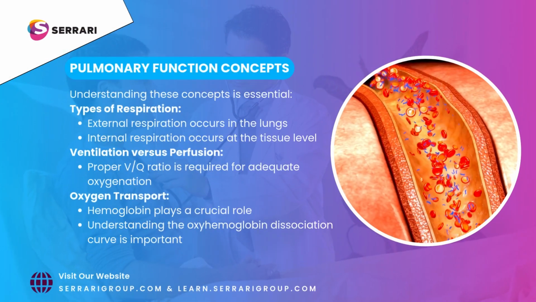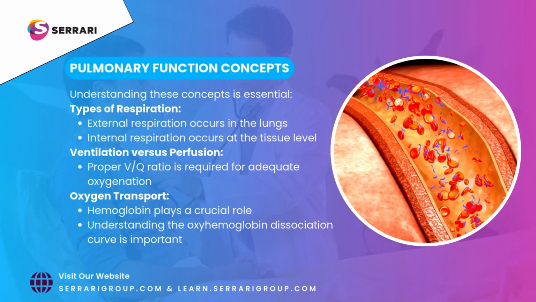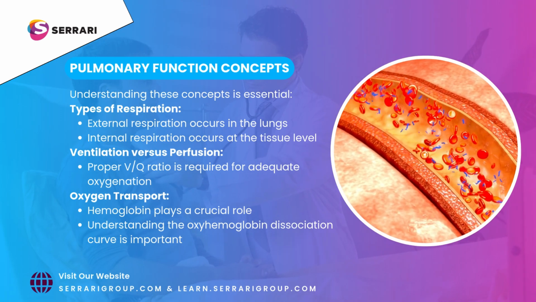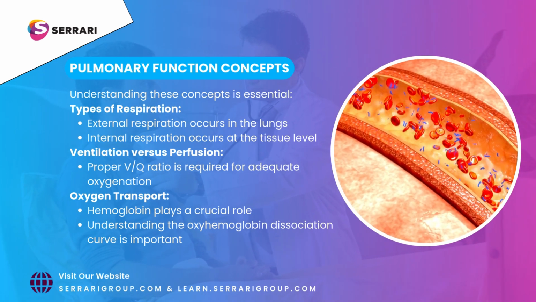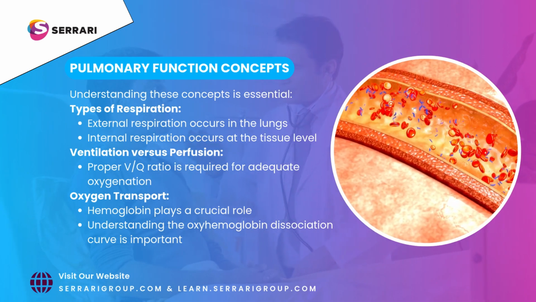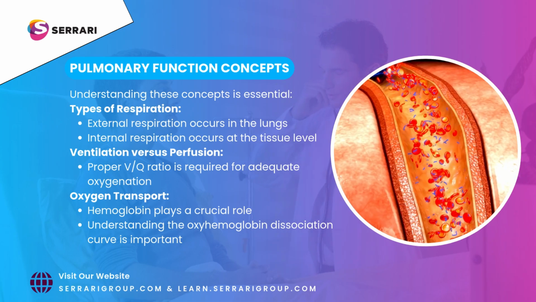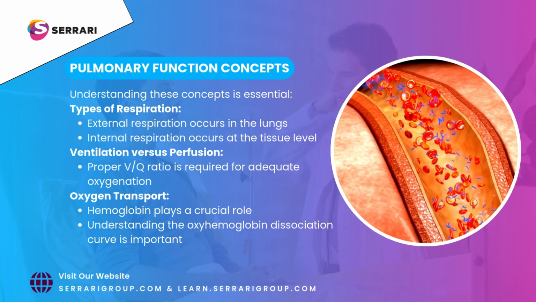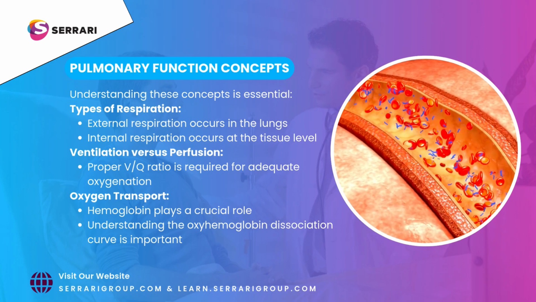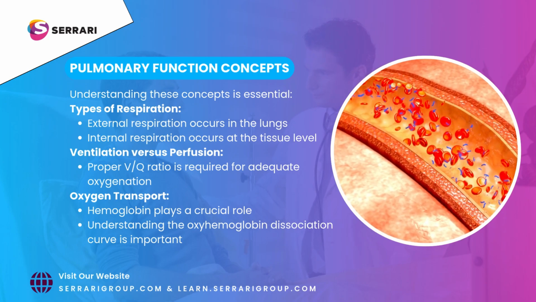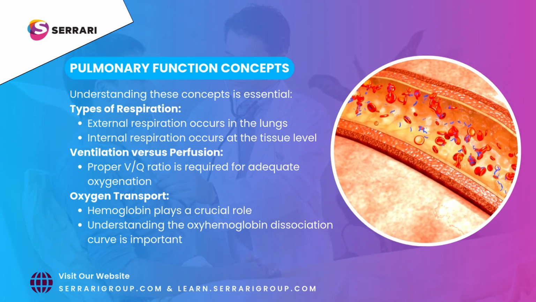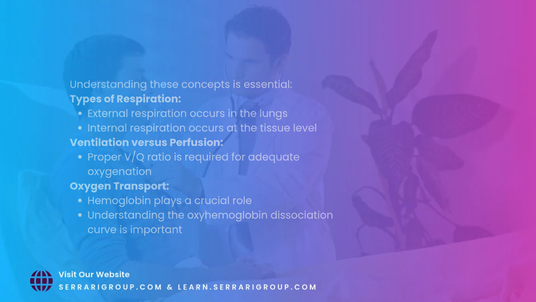Pulmonary function concepts. Understanding these concepts is essential. Types of respiration. External respiration occurs in the lungs. Internal respiration occurs at the tissue level. Ventilation versus perfusion. Proper V/Q ratio is required for adequate oxygenation. Oxygen transport. Hemoglobin plays a crucial role. Understanding the oxyhemoglobin dissociation curve is important.